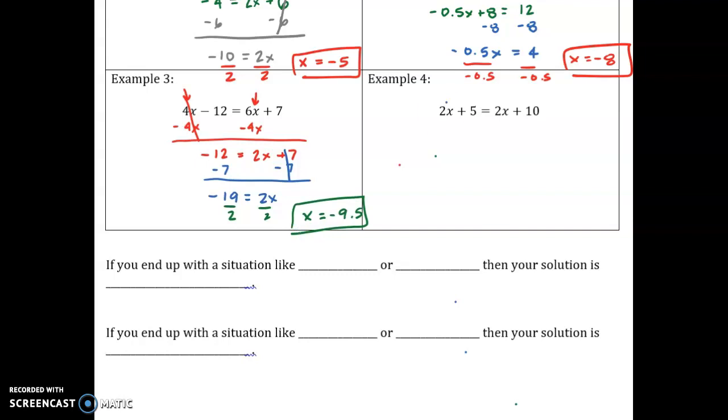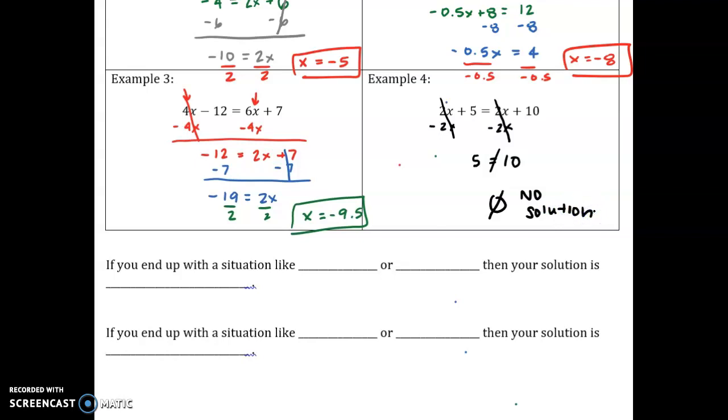This next one is going to bring up a very interesting point. When I subtract 2x from both sides, it cancels from here, and then I have 2x minus 2x. Well, that also cancels. And I have 5 equals 10. 5 does not equal 10. So this means I have empty set or no solution.